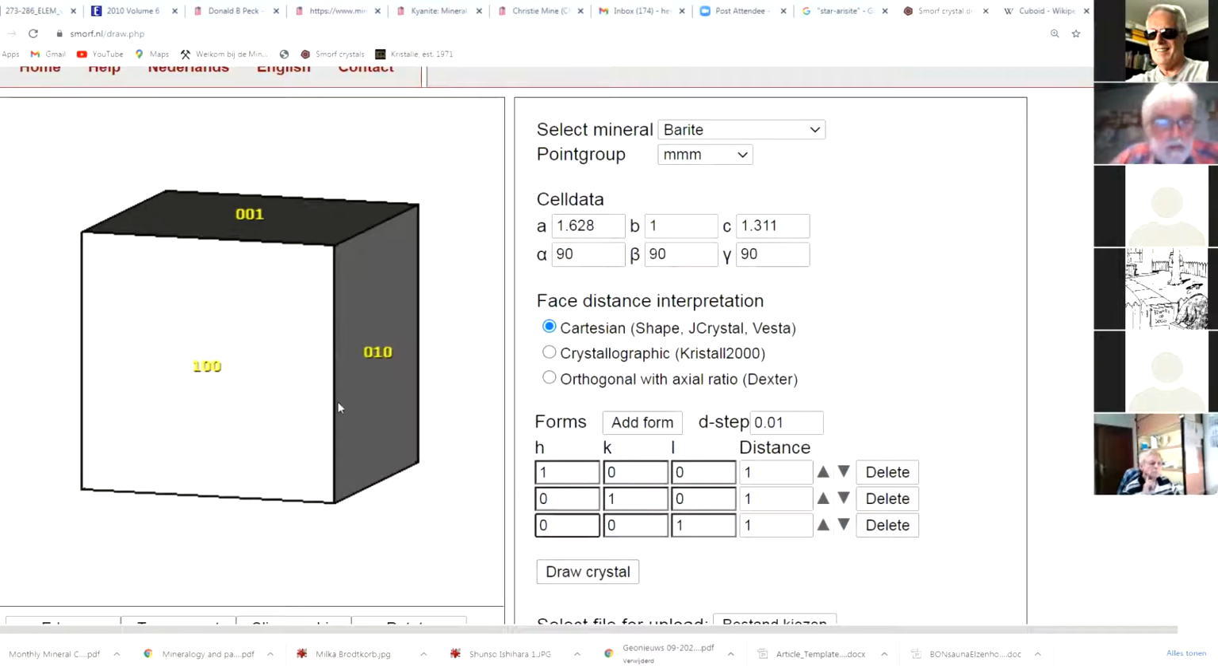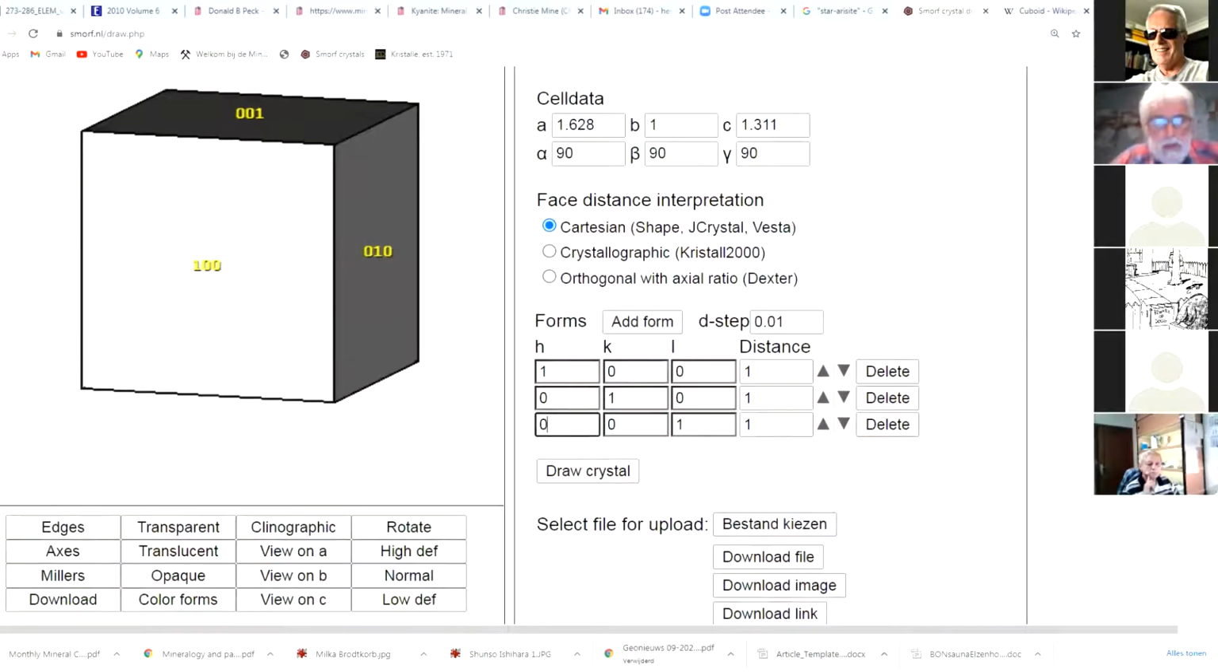Now we have, again, what looks like a cube, but it's an orthorhombic block, so it has different dimensions in the three directions. So the distance from the center to the A face is different from the distance from the center to the B face, and different from the center to the C face. Okay, these three different distances, but the axes are still at 90 degrees. They're still perpendicular.